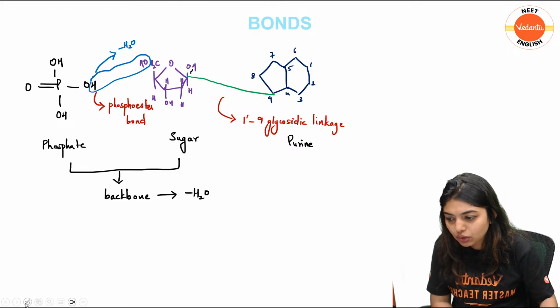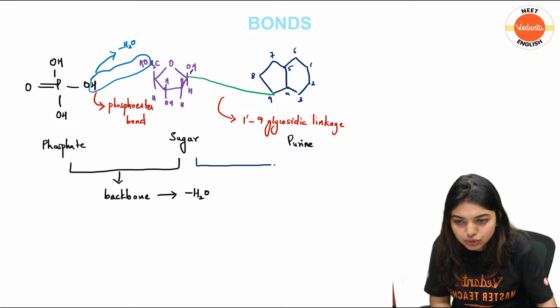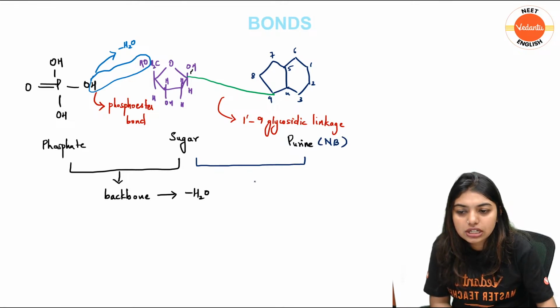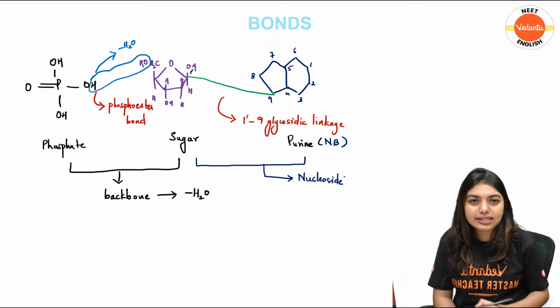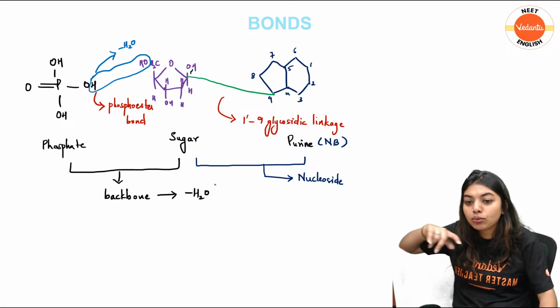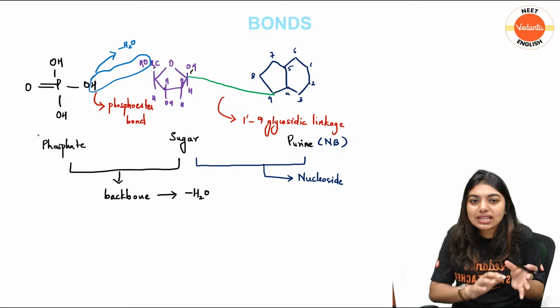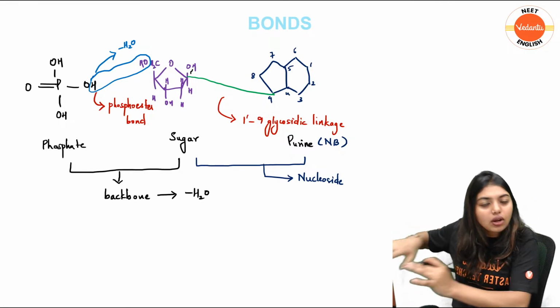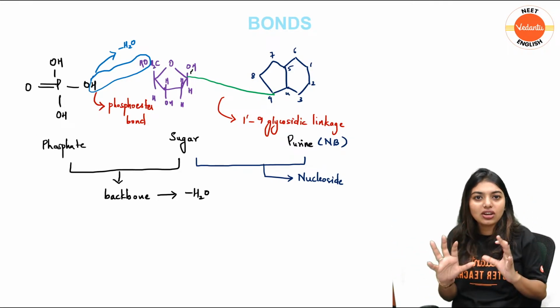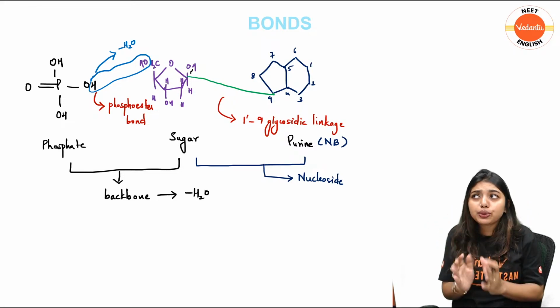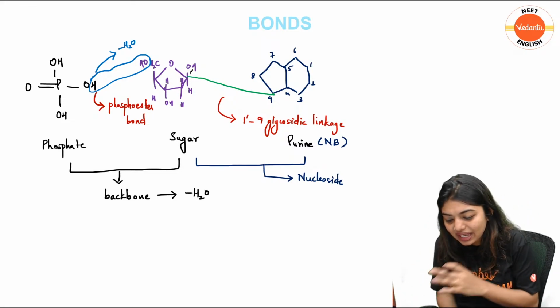Before that, students, let me also tell you this very, very important thing: sugar with your purines, or sugar with your nitrogenous base, forms your nucleoside. All of you would have heard about nucleoside. That means you're pushing one person to the side. Whom are you pushing to one side? You're pushing phosphate to one side. So nucleoside means pushing one person to the side. This is how you're going to remember.